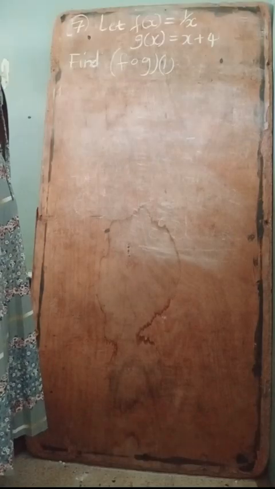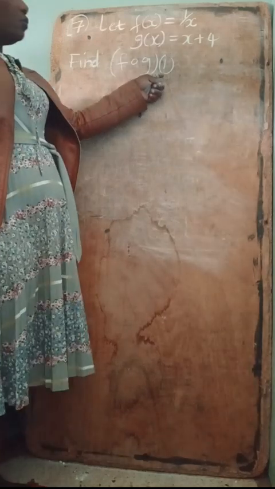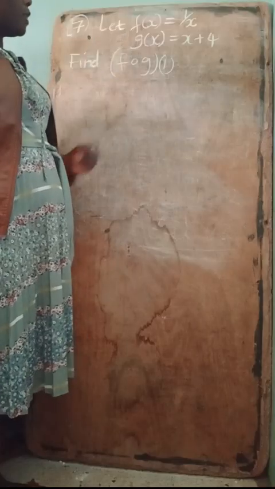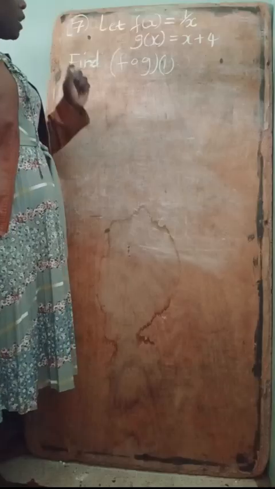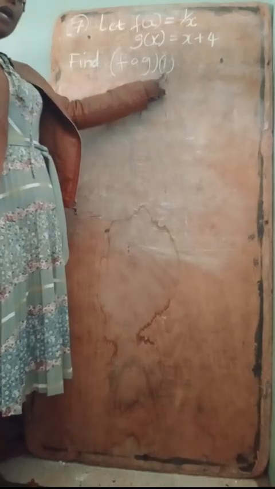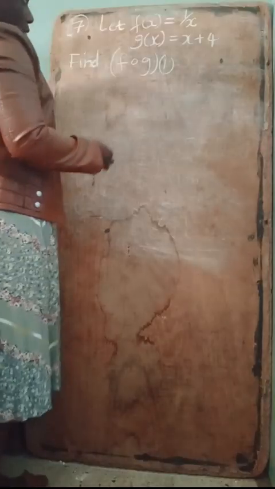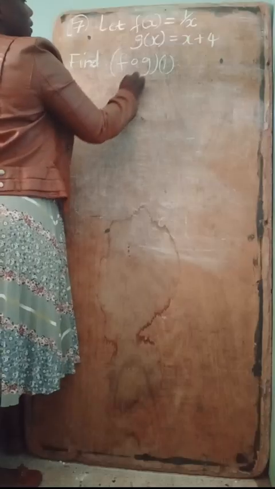As we said before, before you start putting your 1 there, what you're supposed to do is to combine the functions, or make a composite function first. After making a composite function, that's when you come back and put the figure that is given to you there. So what are we going to do here?